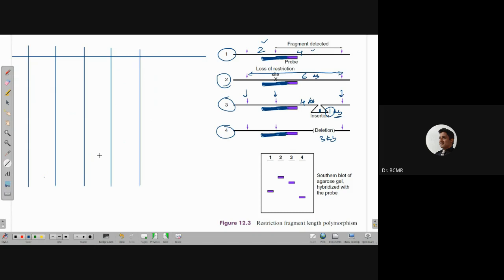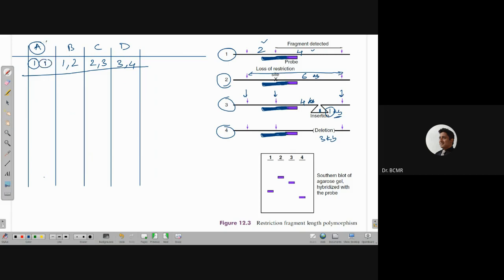I'm giving you 3 different samples. Sample A is homozygous for allele 1. Sample B is heterozygous for 1 and 2. Sample C is 2 and 3. Sample D, sorry, is 3 and 4. Can you tell me the banding pattern?